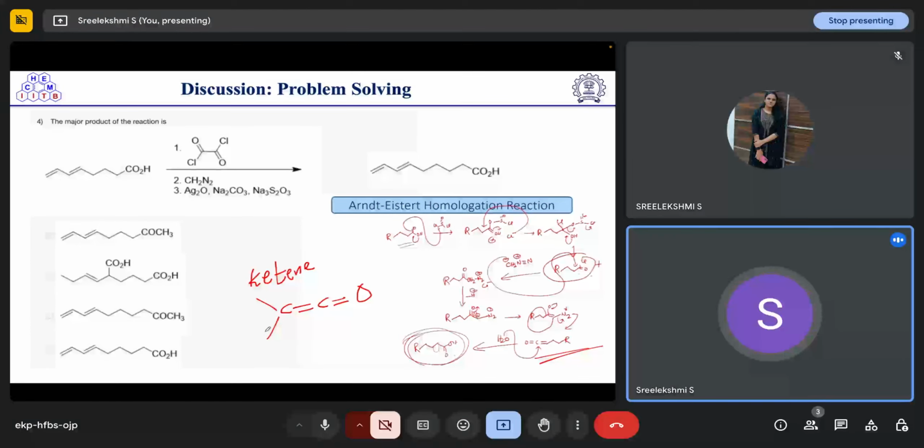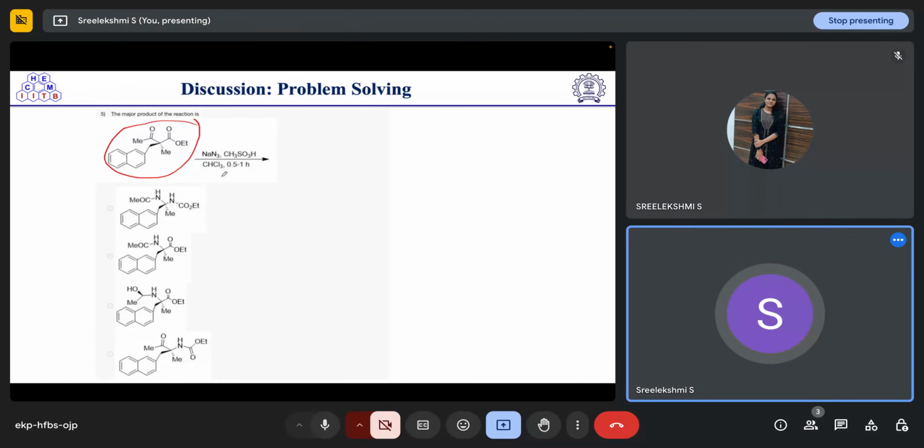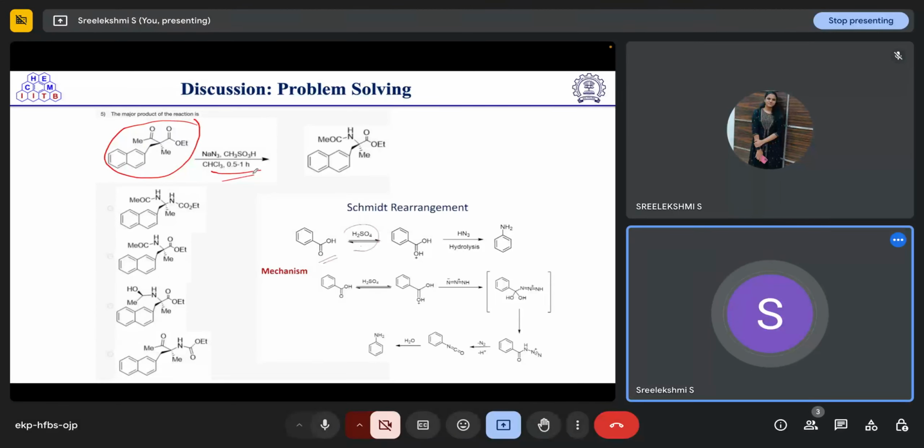Moving to the next question. The major product of the reaction, this compound upon treatment with sodium azide, methane sulfonic acid in DCM. I think this also we have already discussed, so I am not going into the details. So this is an example of Schmidt rearrangement.